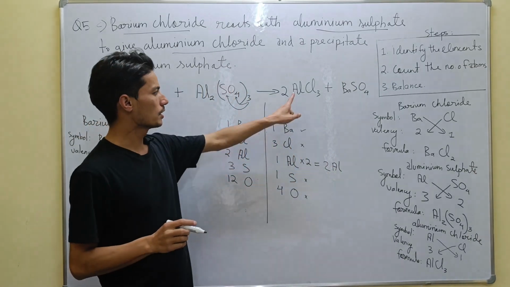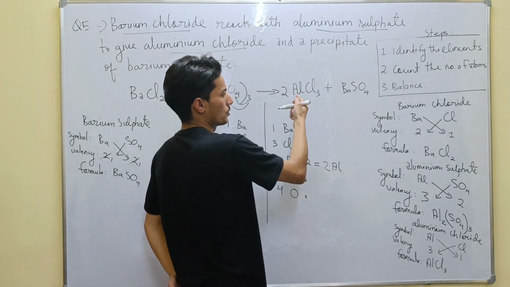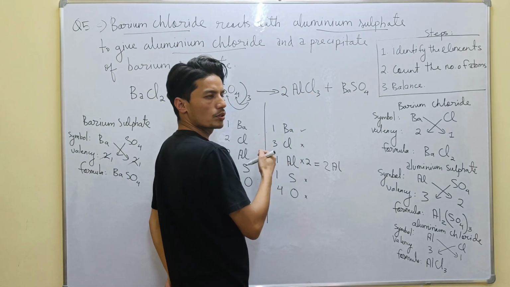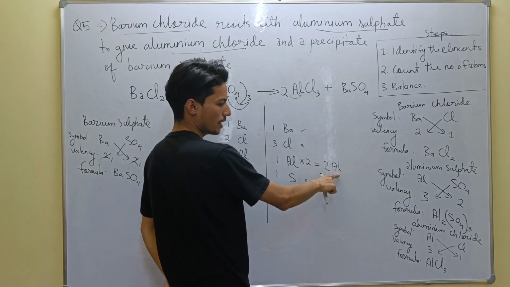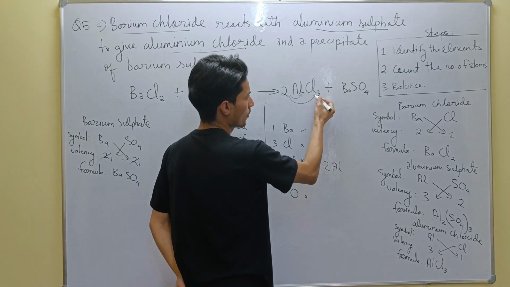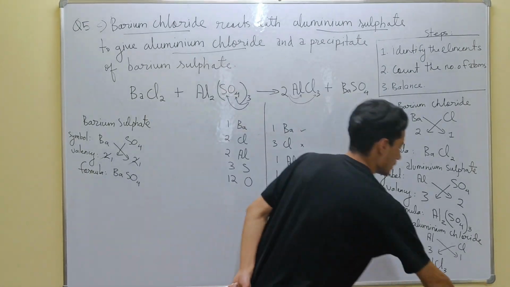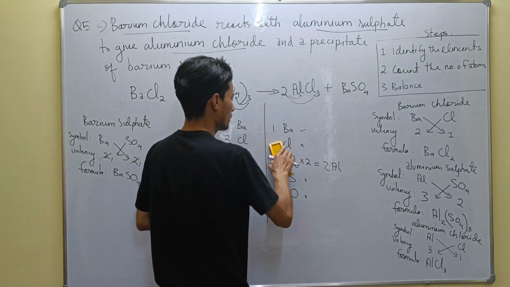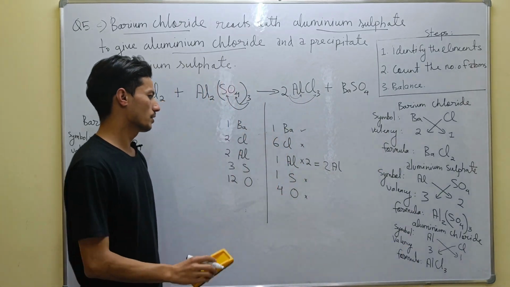But remember that aluminium is with chlorine, so this 2 also belongs to chlorine. So aluminium has already used this 2 and has made itself 2 aluminium. This 2 will also be used by chlorine, which will be 3 times 2, so this becomes 6. So 3 times 2 is 6, so the chlorine number has shot up to 6. 2 threes are 6.